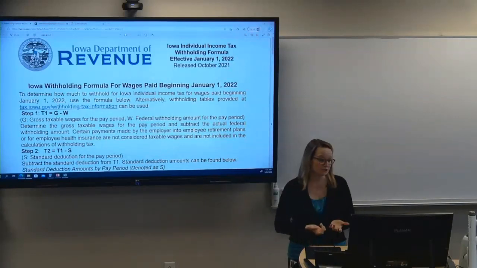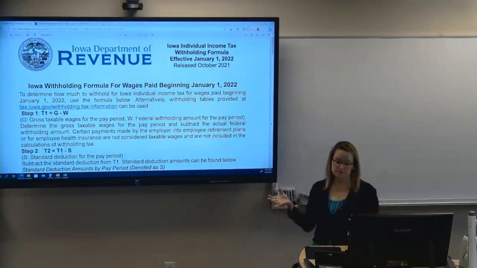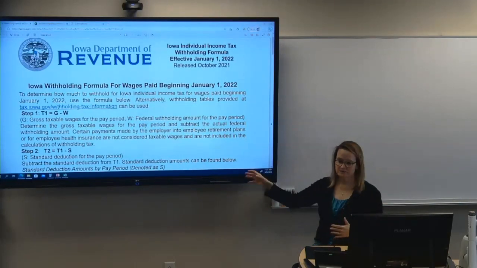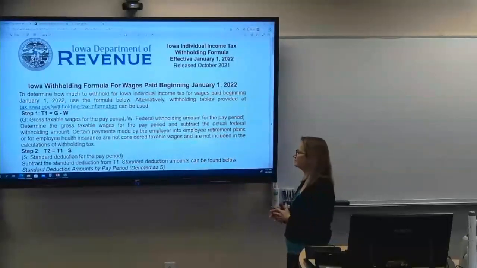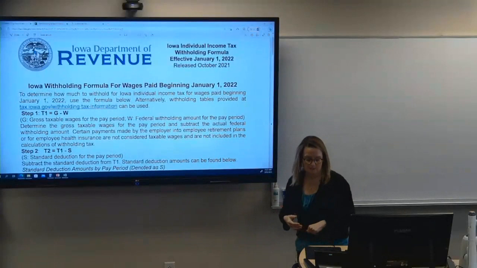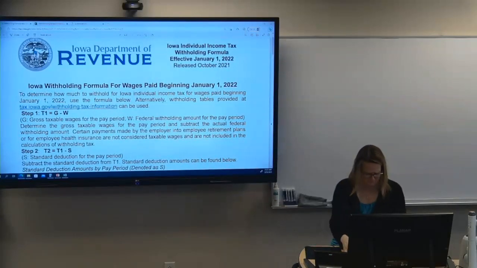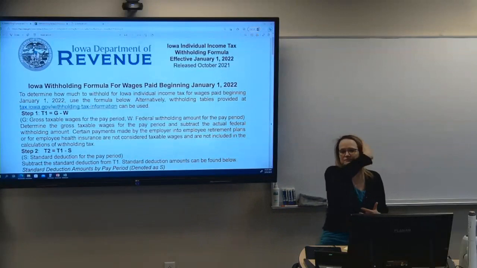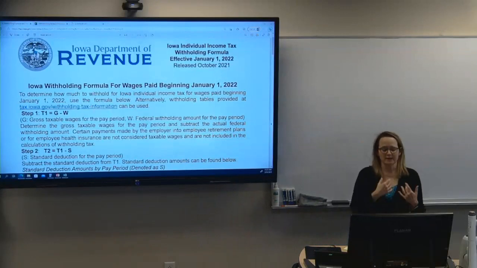And as I had mentioned earlier as well, this is going to be changing as we move toward a flat tax in the state. This formula won't really be necessary anymore, but that's not for a few years. So just to give you a little bit of experience with how the Iowa withholding formulas are used, you'll see that the concepts are very, very similar to what we have for federal.